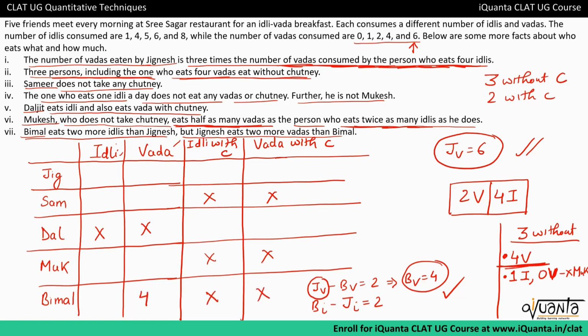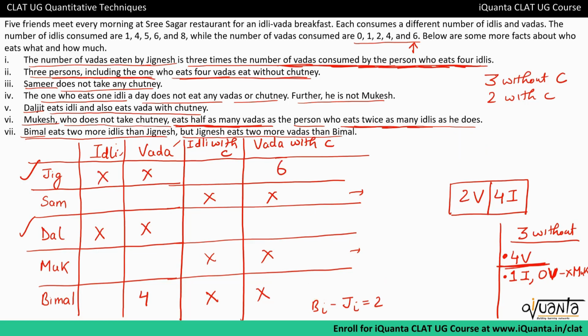So now Jignesh will be eating with chutney, okay, because we have found the 3 persons who are eating without chutney. They are Samir, Mukesh and Bimal. So Jignesh and Daljit will be eating with chutney. So for Jignesh without chutney, I'll put crosses. I can assign 6 vadas to Jignesh now. Those will be with chutney. So I'll write 6 over here.